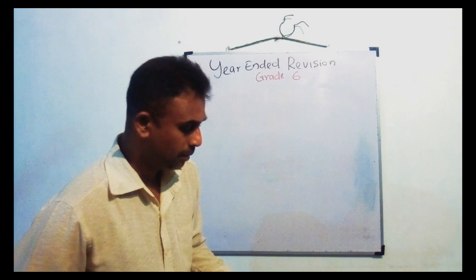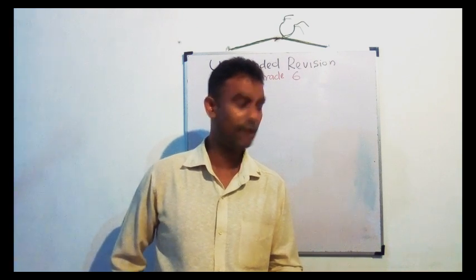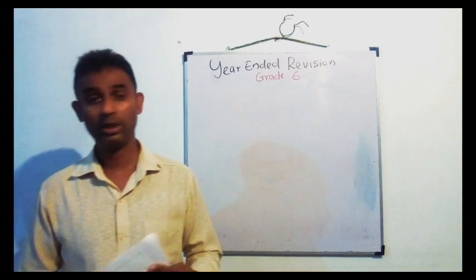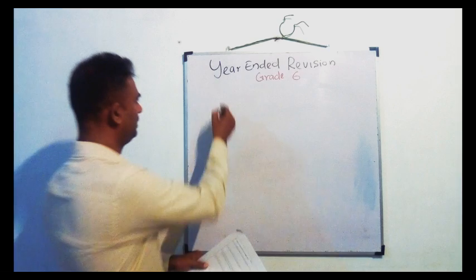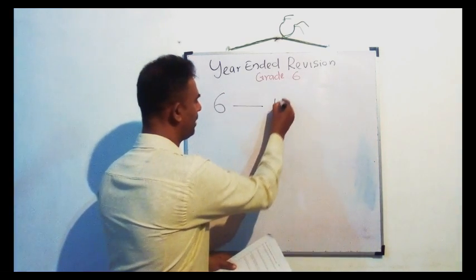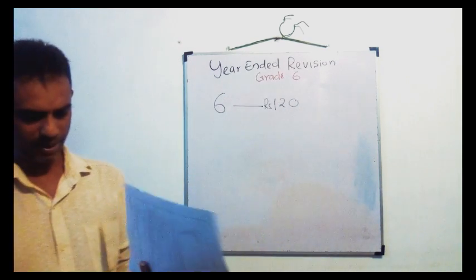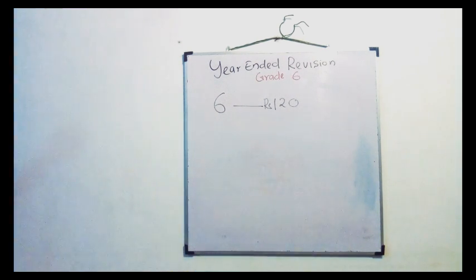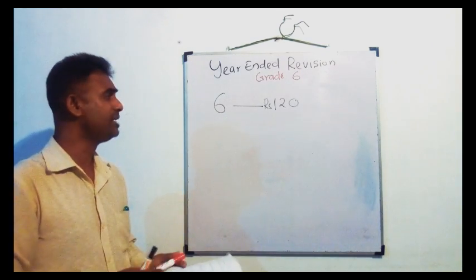First question: the price of 6 pencils is rupees 120. Find the price of a pencil. 6 pencils are 120 rupees, and we want to find the value of 1 pencil. What is the arithmetic operation we need to solve this question?